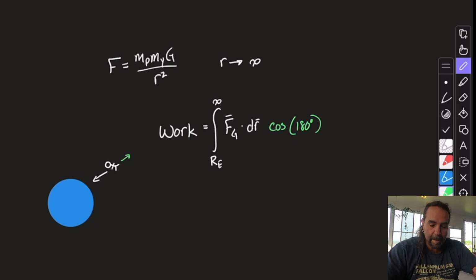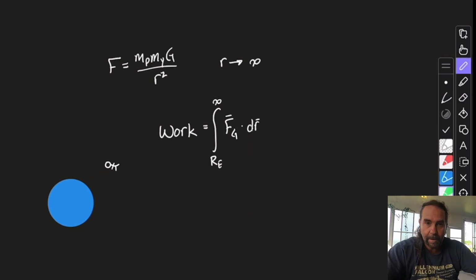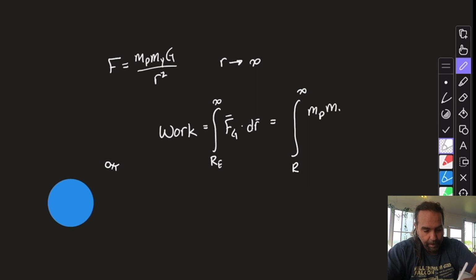But again, I'm not going to make this hard, and I'm not going to deal with direction. Let's just figure out what the shape of this looks like. Here we go. Integral from radius to infinity of m for a planet, m for u, g over r squared dr.